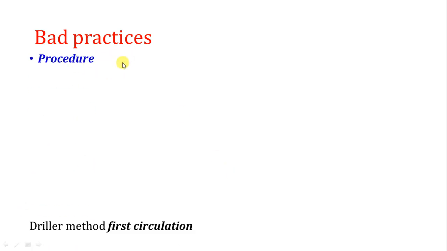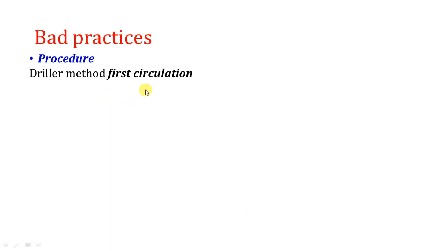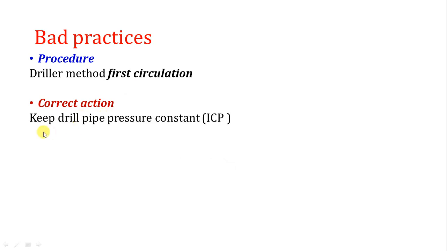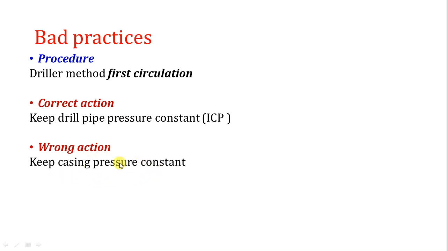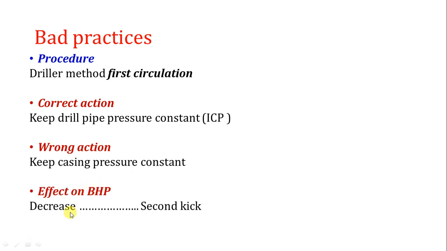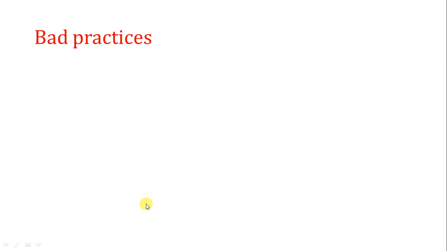Number two, for bad procedures or bad practices, in the driller method for the first circulation. What is the correct action? In the first circulation, as I told you, you keep drill pipe pressure constant at the ICP. What is wrong is to keep the annulus or the casing pressure constant. If you kept the casing pressure constant while it is increasing, you will open the choke. This means that the bottom hole pressure will decrease also and you will get a second kick.